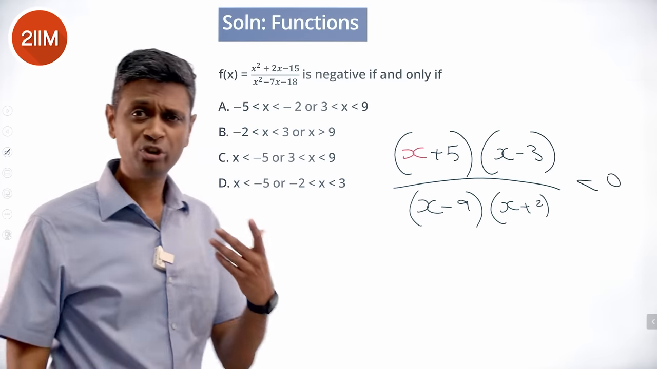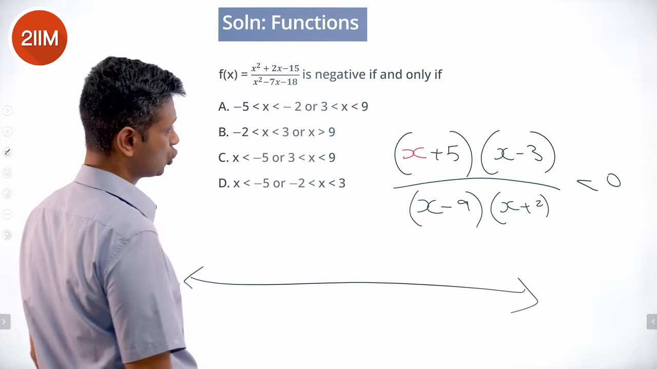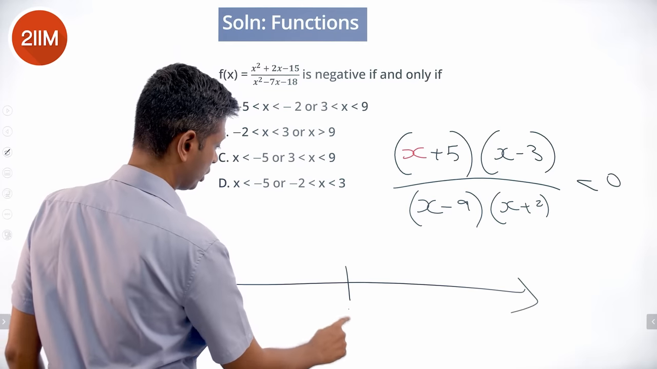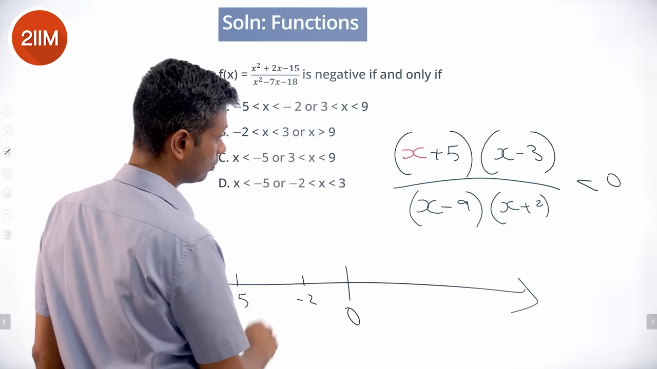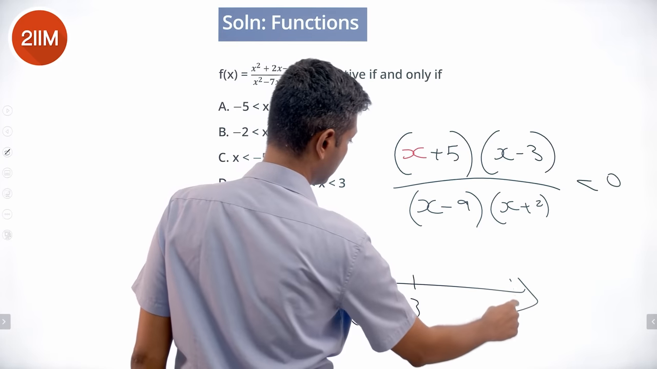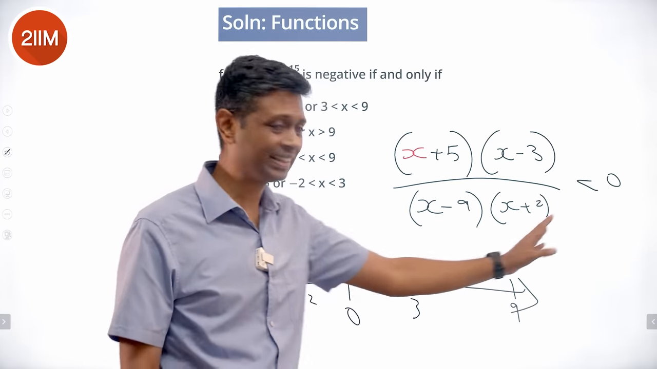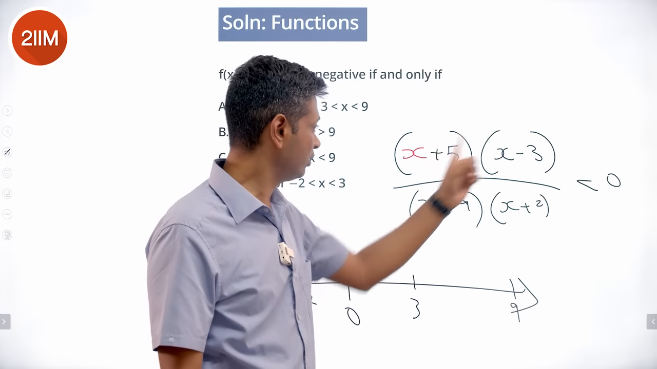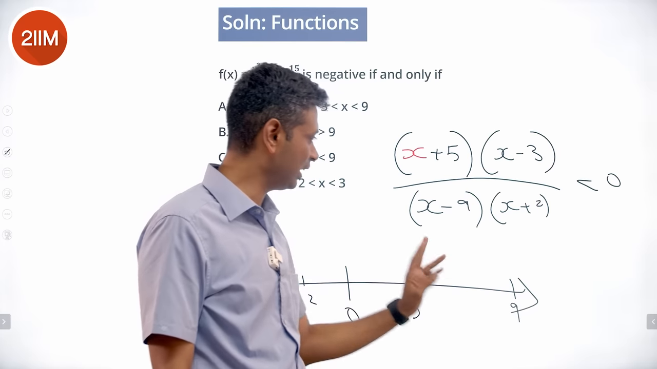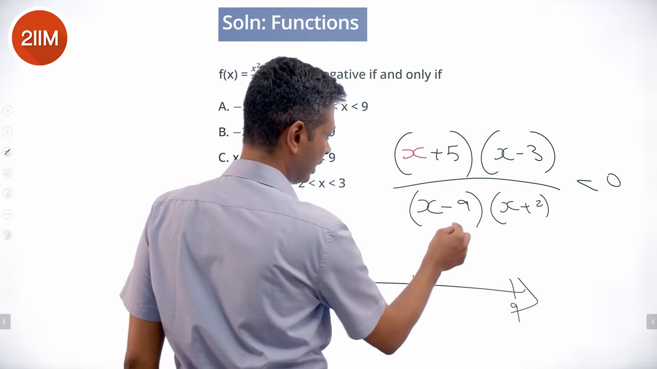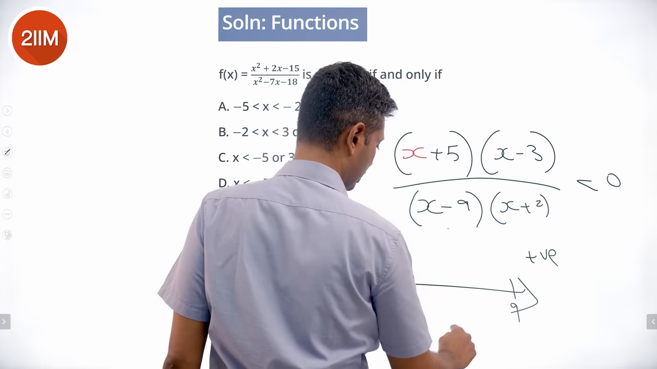Okay. We're going to think about this as roots on a number line. So draw the number line. Minus 5 works. Let's put 0 here. Minus 5, minus 2, 3, and 9. These are the turning points. If x were greater than 9, then all of these would be positive, so the expression would be positive. If x were less than 9 but greater than 3, then x minus 9 would be negative and these three are positive, so here the expression would be negative.